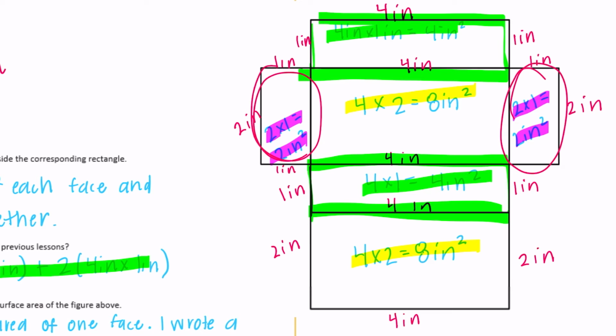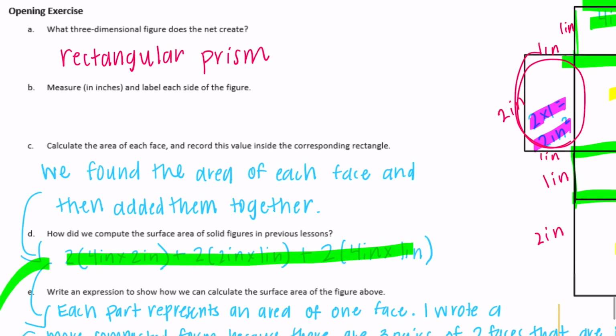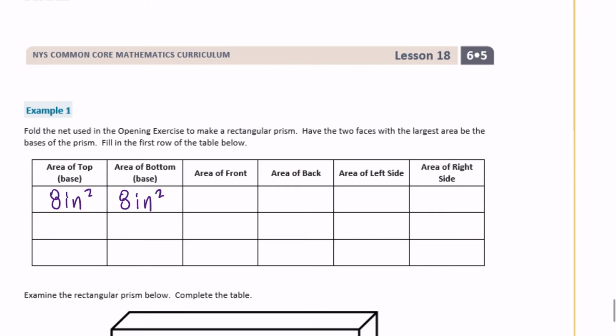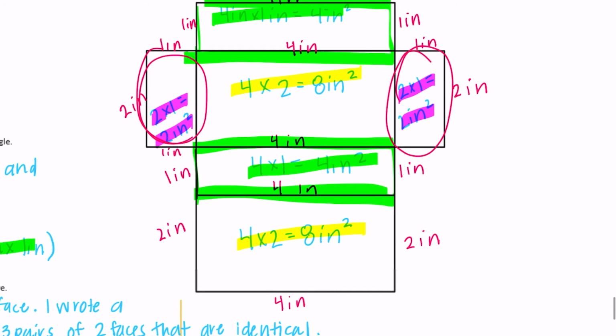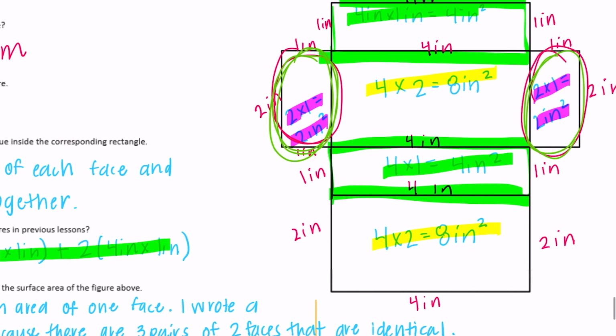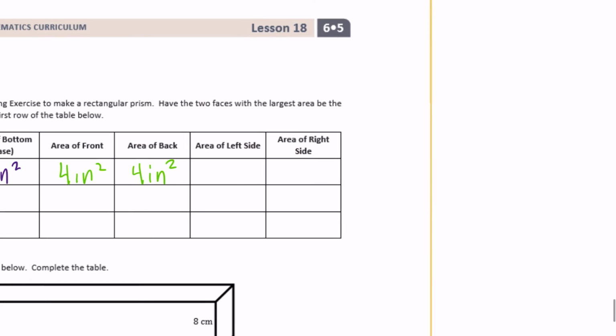So back to just area of the front was 4 inches by 1 inch, so 4 inches squared. And area of the back is the same. And then area of the left side was 2 inches squared, so right here, 2 inches squared, and area of the right side is also 2 inches squared.